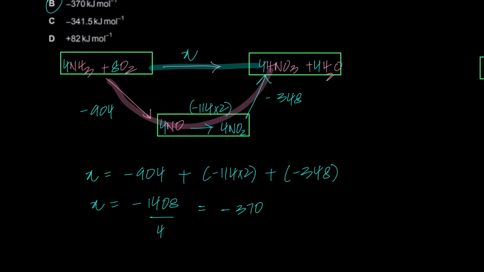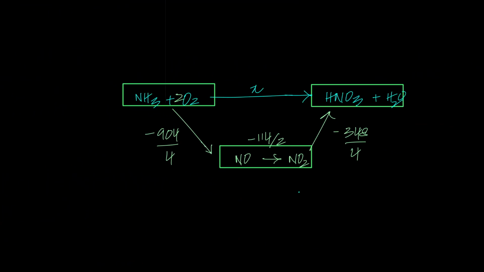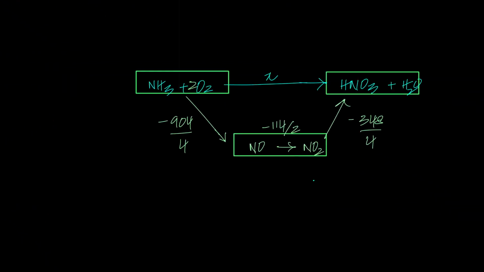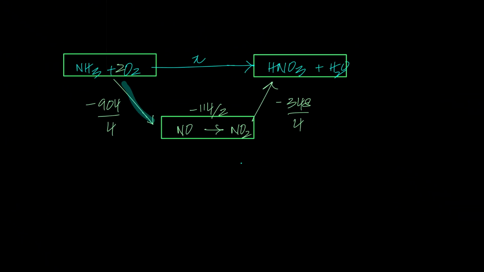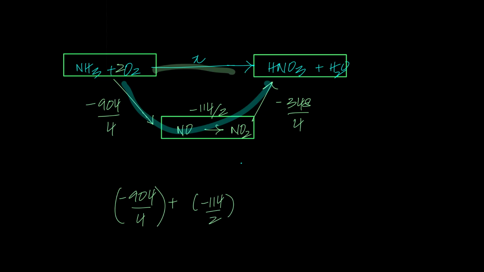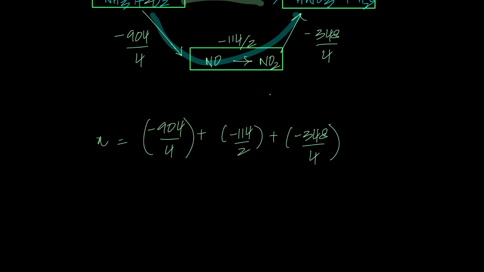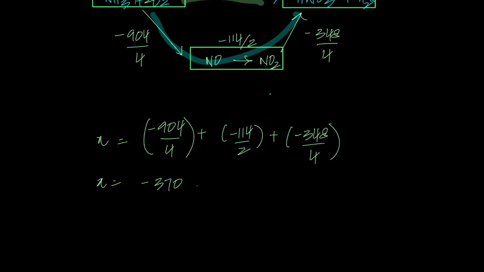And frankly speaking, not a lot of people do it this way. A lot of people will confuse you with this divide, multiply, and I don't like that. But if you're good in math, you could directly do it. The direct route equals the indirect route. So minus 904 divided by 4 plus minus 114 divided by 2 is the law of summation, right? And then plus minus 348 divided by 4, and this would be equal to x, and that's it. It's a piece of cake. What value do we get? You should get minus 370. You can calculate it.